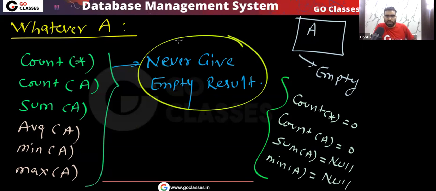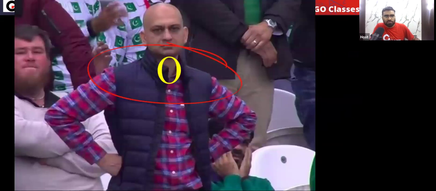Aggregate functions can never give empty result. Aggregate functions always give one tuple, they don't give more than one tuple. Okay, is this clear? They always give one tuple. So very simple, I hope this point is clear. Okay, so don't forget about 0.